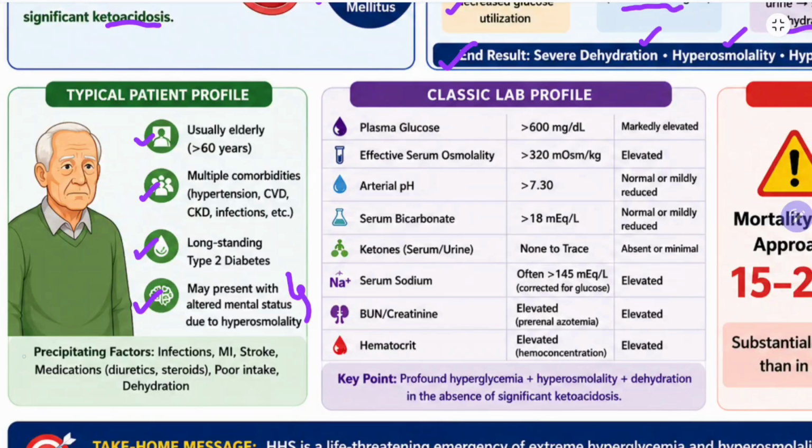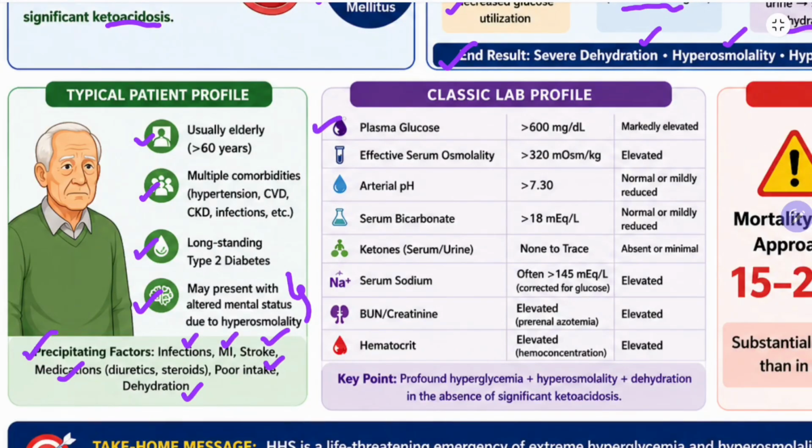So the precipitating factors include infections, myocardial infarction, stroke, medications, poor intake, and dehydration. These are the precipitating factors. Infections, MI, stroke, medications which include diuretics and steroids, poor intake, and dehydration.